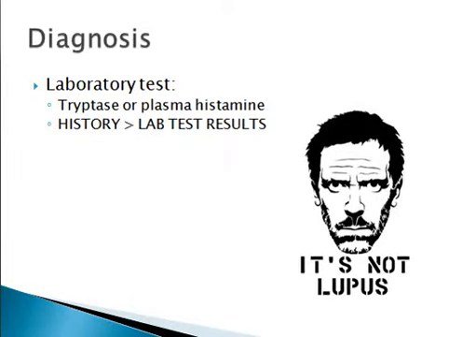So what kind of lab tests can we do? One thing is that we can order tryptase or plasma histamine. But just remember, this is a clinical diagnosis. If you're really unsure, you can order these tests. They will come back probably in days, and it's probably something you can do in the meantime while twiddling your thumbs.